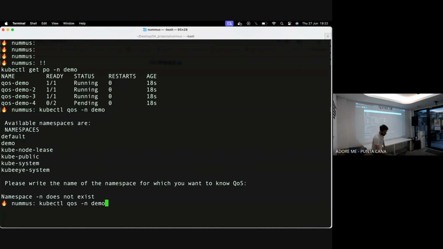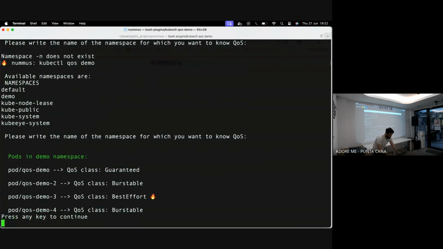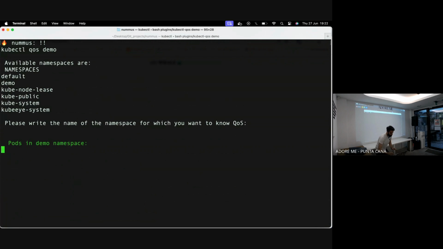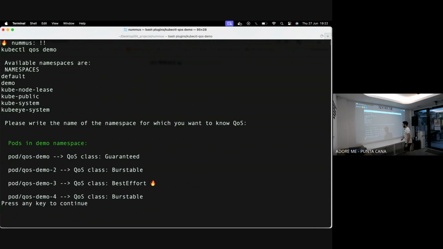in the demo namespace, we can see that we have our pods, demo 2, 3, 4. And here we have the quality of service for these pods: guaranteed, burstable, best effort, burstable. Do you have any idea? Have you heard about them? Some of you have heard about them.